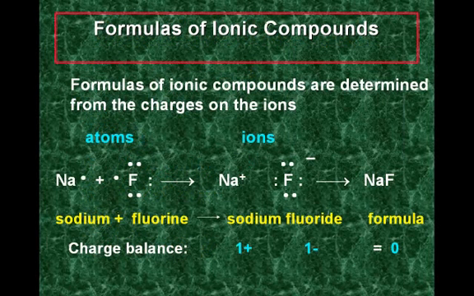Now, when we look at formulas of ionic compounds, they're determined totally by the charges once again. So if you take a look at sodium here with the +1 charge and fluoride with the -1 charge, it takes one of each of them to reach a total charge of 0. So that would give us Na, a single Na, and a single F, sodium fluoride.